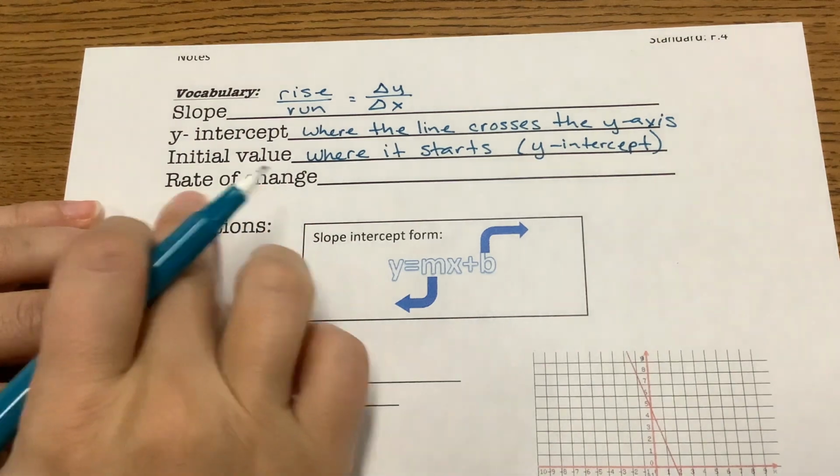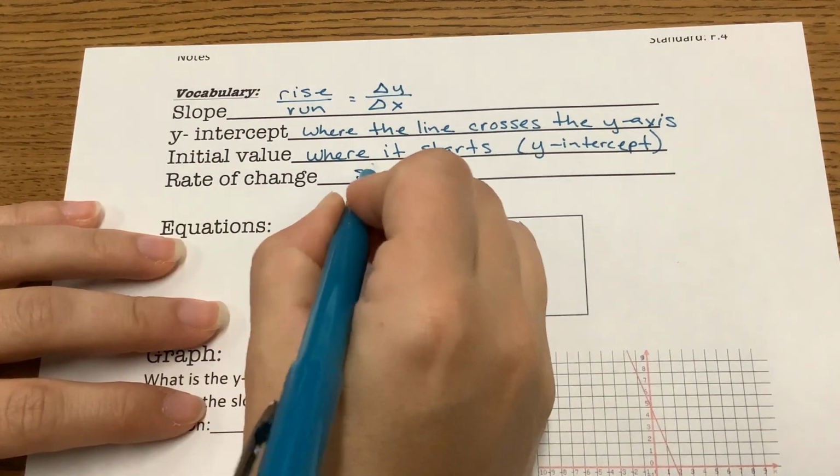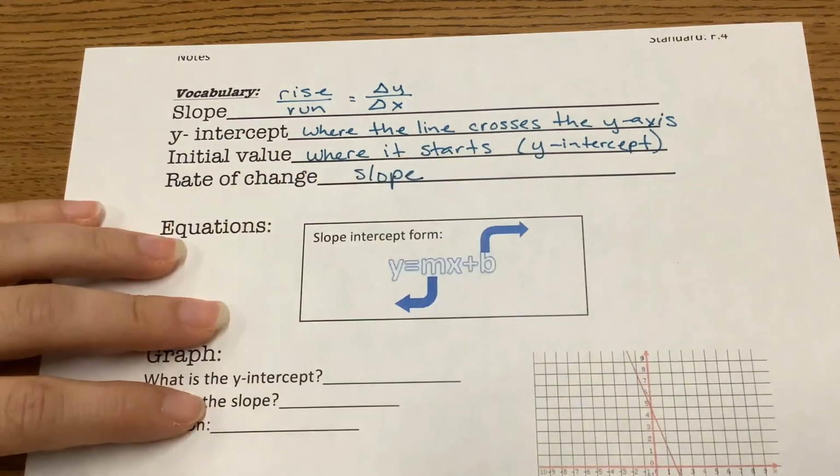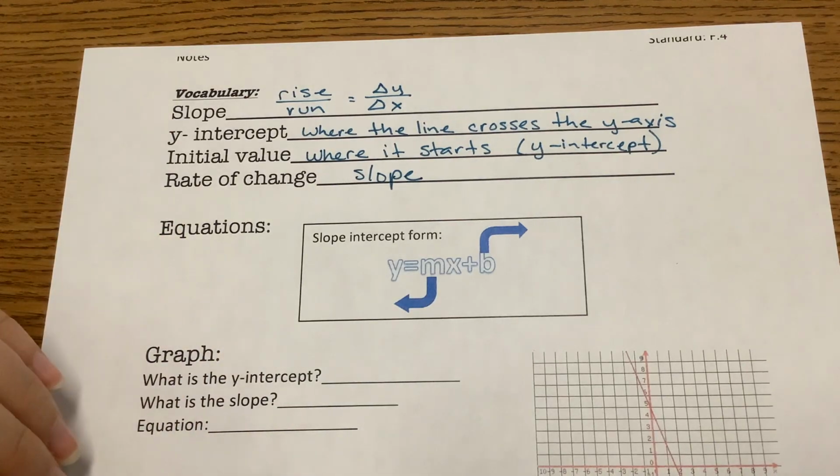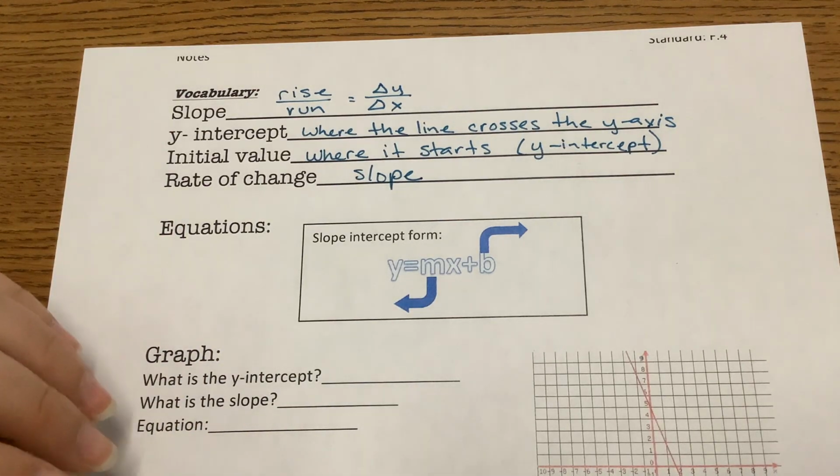Okay, and the rate of change is another way of saying what? Slope. It's just how the values are changing, one measurement compared to another measurement.